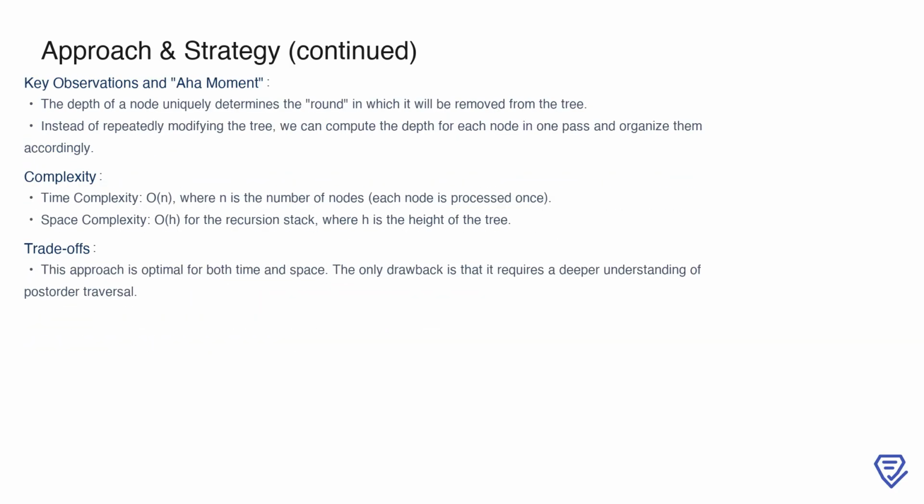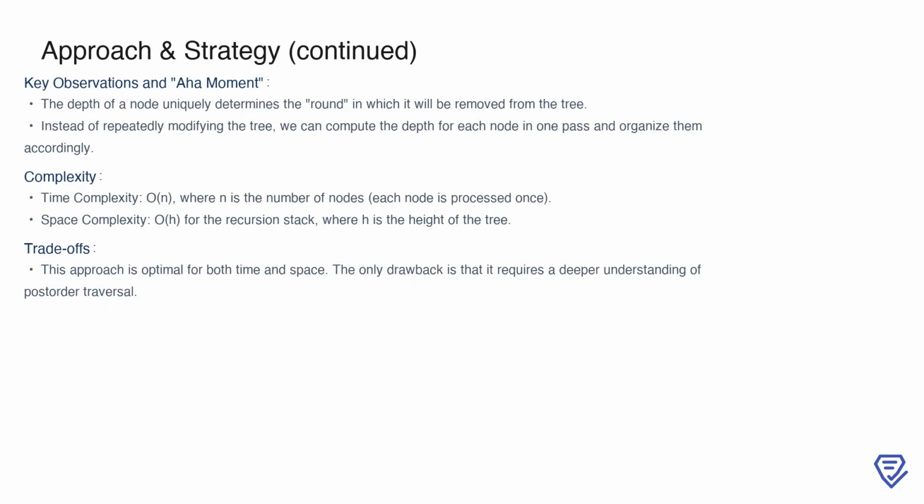The brilliance of this optimized approach lies in a few key observations. First, a node's depth directly corresponds to the round in which it will be removed from the tree. This insight allows us to avoid modifying the tree entirely, instead focusing on computing and organizing nodes by their depth in one pass. The time complexity is O(n), since each node is processed only once during the traversal.